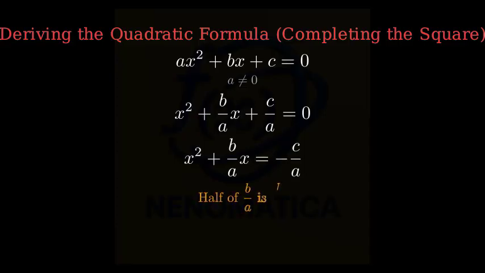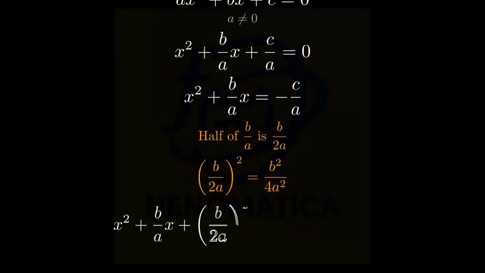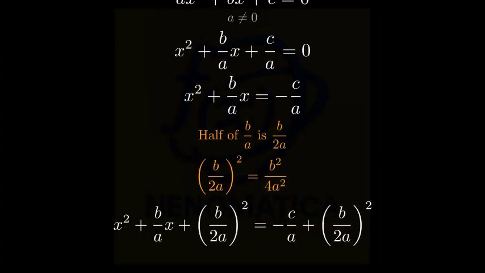Step 4. Take half of the x coefficient, which is b over a. Half of that is b over 2a. Now square it to get b squared over 4a squared. We will add this same quantity to both sides. Step 5. Add b over 2a squared to both sides. The left side becomes a perfect square trinomial.